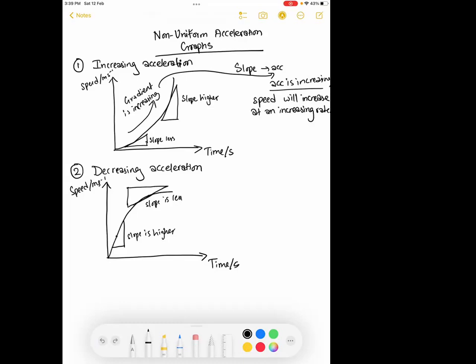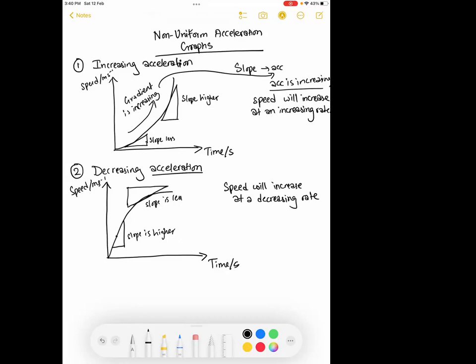And now what does it mean for the speed? The speed will increase at a decreasing rate, okay? So that's where the confusion happens for most students. The speed is still increasing because it's acceleration, but it will increase at a decreasing rate. What does it actually mean? The speed will increase at a decreasing rate.